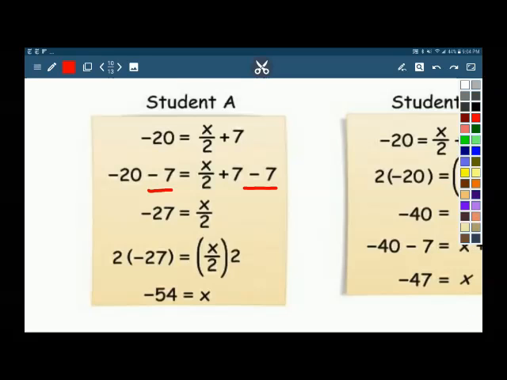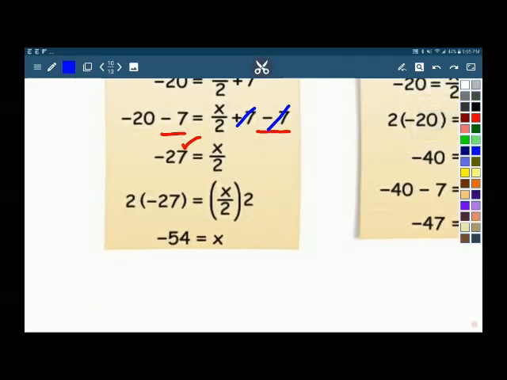second step. Negative 20 minus 7 is in fact negative 27. If you type that in your calculator, that's going to be correct. And then the positive 7 and the negative 7 become a 0. They're just left with x divided by 2. So far on this line, they are good. Let's see if what they do on the next line is appropriate.